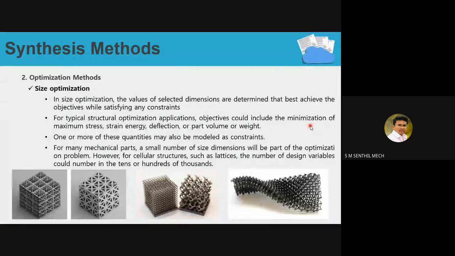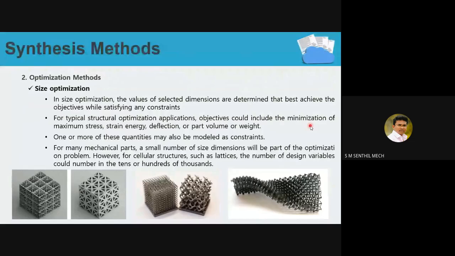In order to achieve these objectives, you will be going for the optimization of the parameters. The parameters usually will be the materials, the shape of the materials, the size of the materials, and the topology of the materials. So these will be your optimization. When you're talking about size optimization here, for smaller dimensions, for example in cellular parts, a small number of size dimensions will be part of the optimization problem. However, for cellular structures such as lattices, the number of design variables could be in the tens or hundreds of thousands.